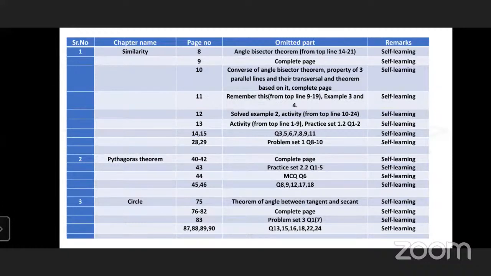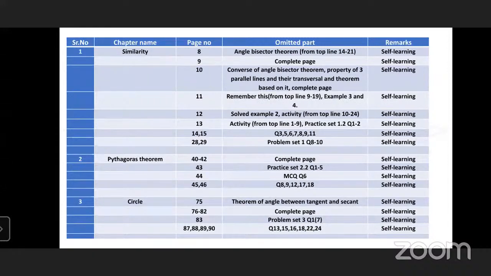So this is from chapter number 1. And chapter number 2 is Pythagoras Theorem. In this, pages 40, 41, 42 are completely omitted. On page 43, from practice set 2.2, questions number 1 to 5 are omitted. MCQ 6 from problem set 2, and questions number 8, 9, 12, 17, and 18 are omitted from your syllabus.